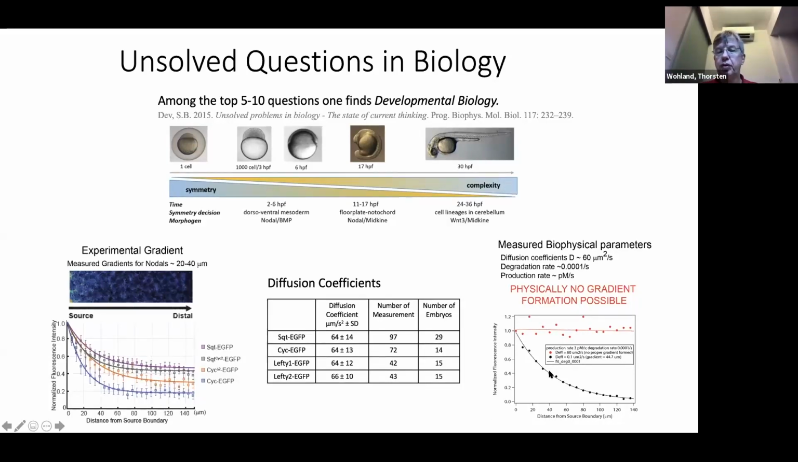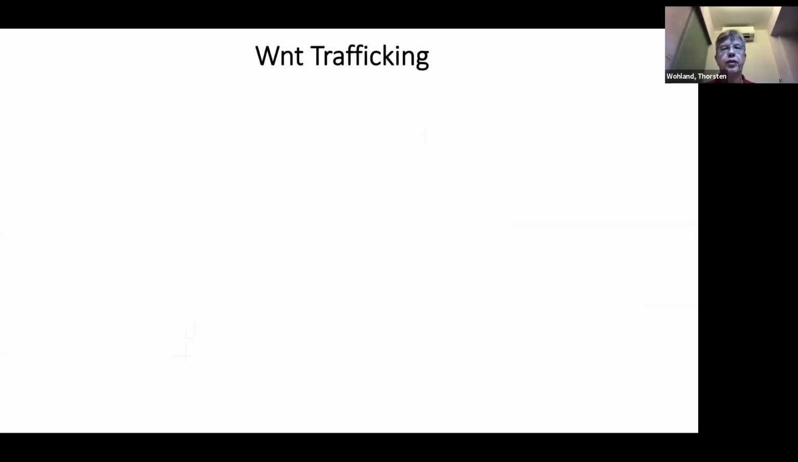If you want to have a gradient, as we measure, you need a diffusion coefficient which is about 2 orders of magnitude lower. So how can that be, right? That we measure such a fast diffusion coefficient, but what we actually need is much lower. Where is the issue? And that is what we try to solve for Wnt3.